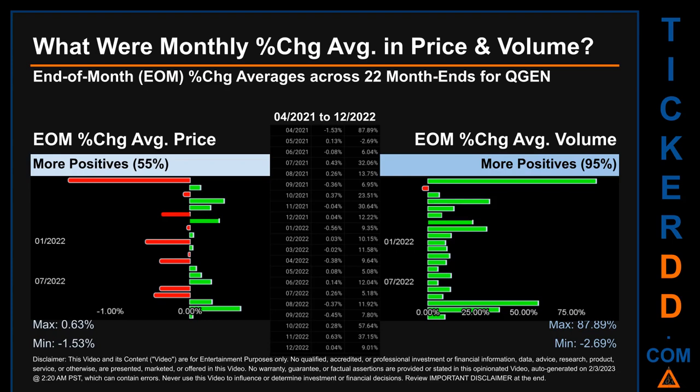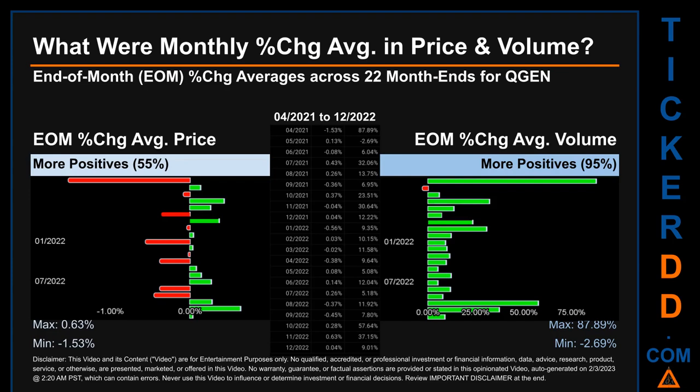What were end-of-month percentage change averages in price and volume for QGEN? The monthly average of percentage change in price and in volume were calculated for each of the 22 month ends. That calculation took daily percentage changes and averaged them for each given month. If a month end came out negative, then it means that the month summarily saw a negative change.